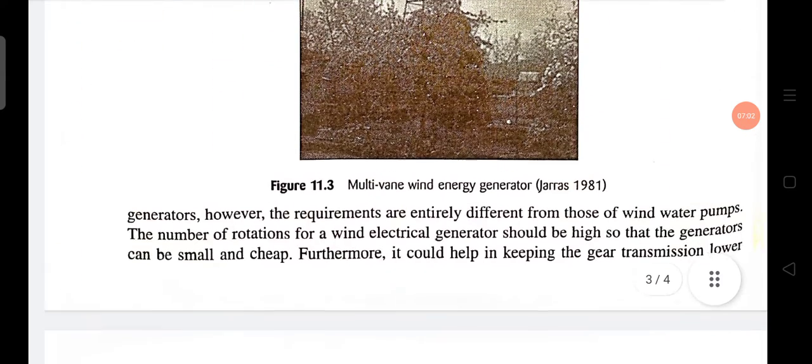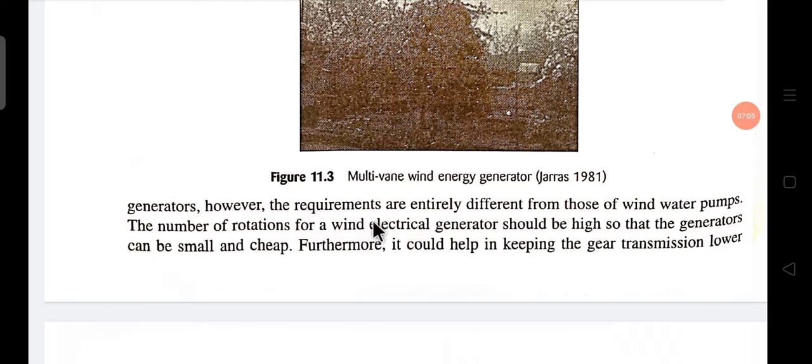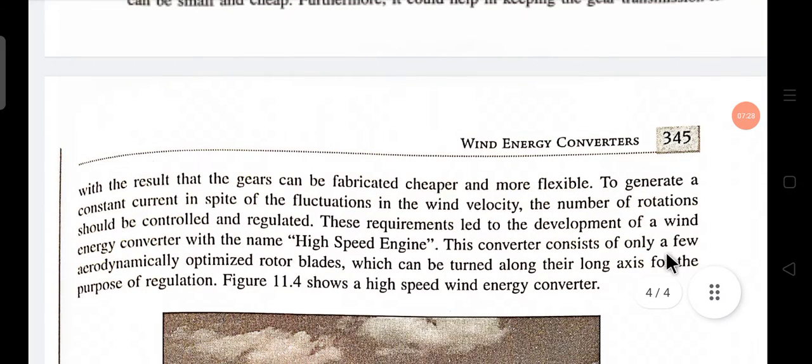In a wind electrical generator, however, the requirements are entirely different from those of the wind water pump. The number of rotations for a wind electrical generator should be higher so that the generator can be small and cheap. Furthermore, it could help in keeping the gear transmission lower, with the result that the gear can be fabricated cheaper and is more flexible in generating a constant current in spite of fluctuations in the wind velocity.